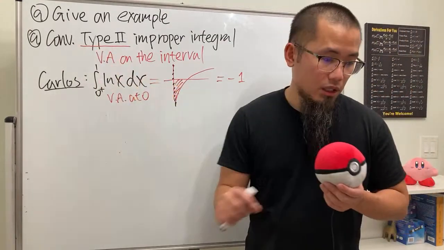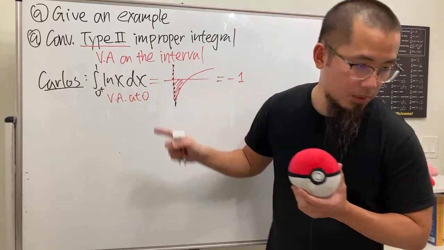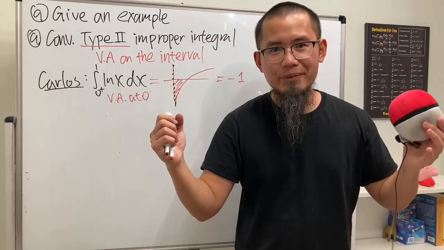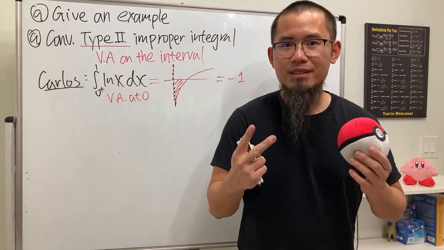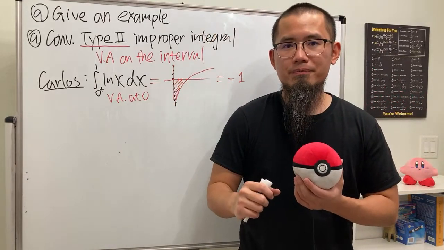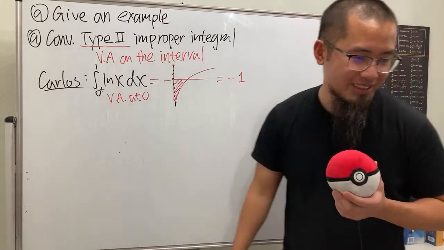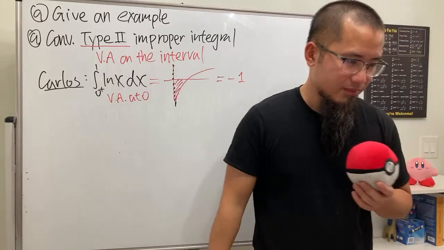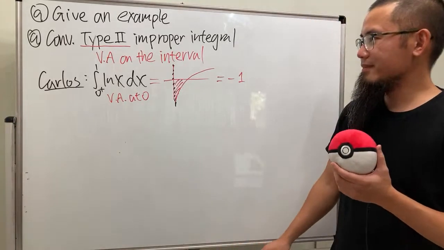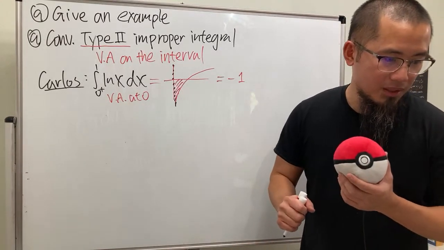We want type 2, so we want to have a vertical asymptote. If you say 0 to infinity, that's actually both types, meaning we have an infinite interval and also a vertical asymptote. So that will not really be a type 2 situation. We just want a type 2 situation. So anybody? Anybody?